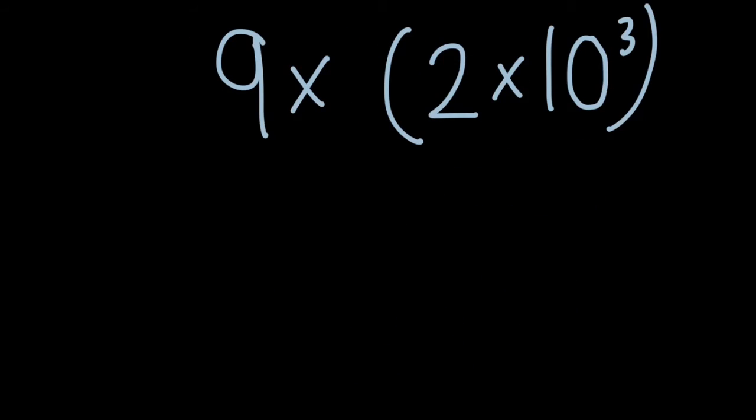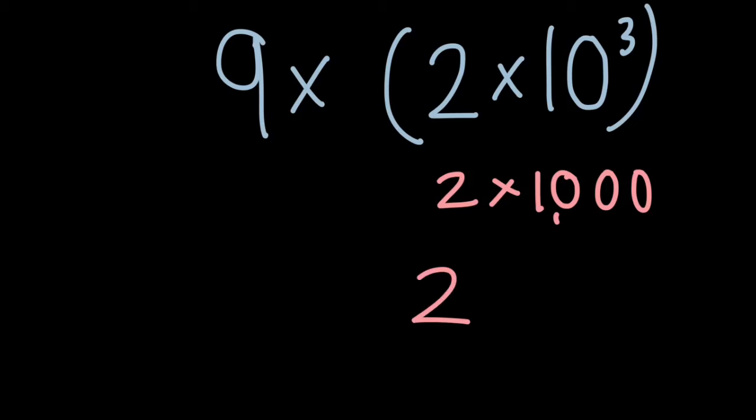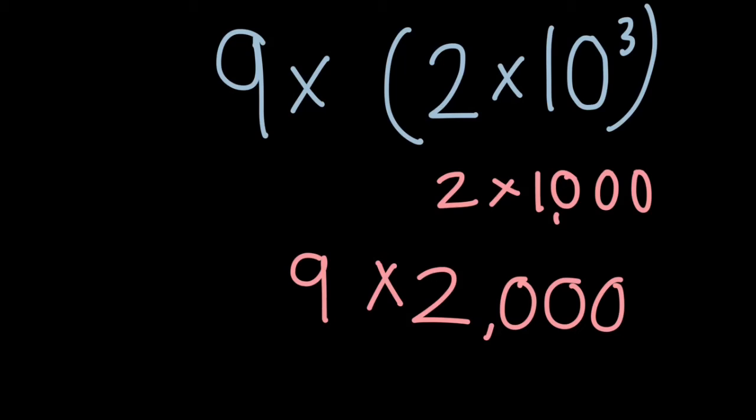Try this one now on your own and pause the video to do the problem. Now I'm going to show you how to do it. We have 2 times 10 to the third power. 10 to the third power is 1,000. 1,000 times 2 will be 2,000. So I'm going to bring down my 9 and do 9 times 2,000, and that answer is 18 and 3 zeros, 18,000. Make sure you're thinking about the simple fact, 9 times 2, and then you're adding on those 3 zeros.